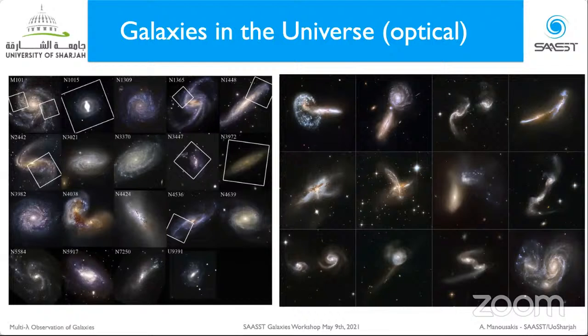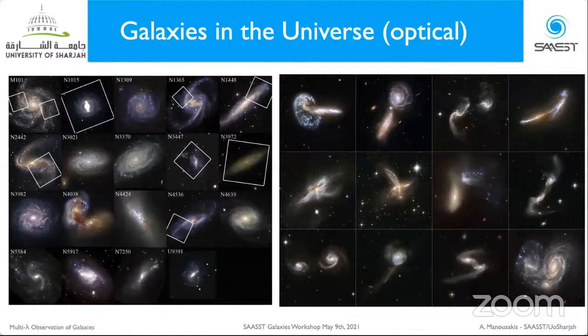So these galaxies are categorized, as Rehan said, in the Hubble tuning fork. If they have spirals, we call them spiral galaxies. If they have bars, they call them barred spiral galaxies. And if they look like ellipses, they call them elliptical galaxies.